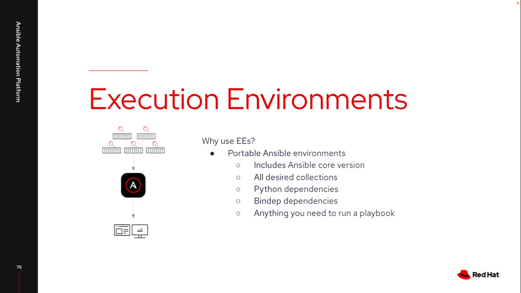So in this execution environment, I've got the exact Ansible core version that I want, maybe 2.13.5, the specific collections and collection versions that I need. So maybe it's the latest Microsoft Azure collection, but the VMware collection 1.0.0. I've also got any Python dependencies that I need. And again, this is nicely independent of the system Python that's being leveraged.